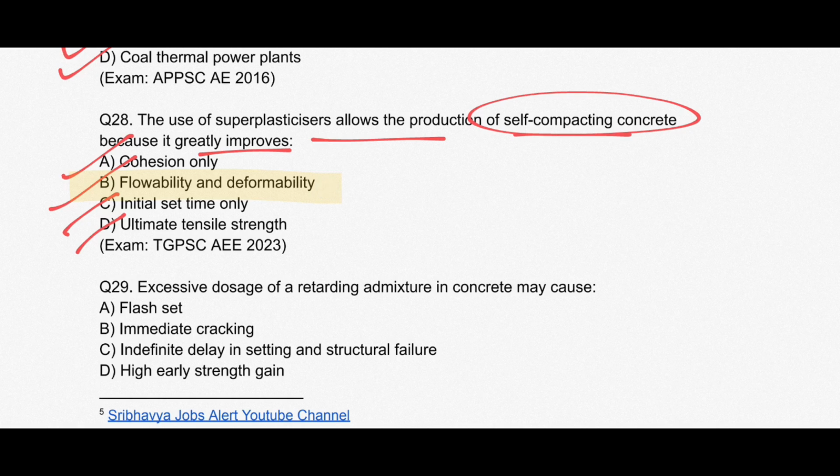29th question. Excessive dosage of the retarding admixture in concrete may cause: option A, flash set; option B, immediate cracking; option C, indefinite delay in setting and structural failure; option D, high early strength gain. So the answer is indefinite delay in setting and structural failure. If we add too much retarder, the delay in setting becomes very high, which results in a chance of structural failure. So option C is the correct answer.